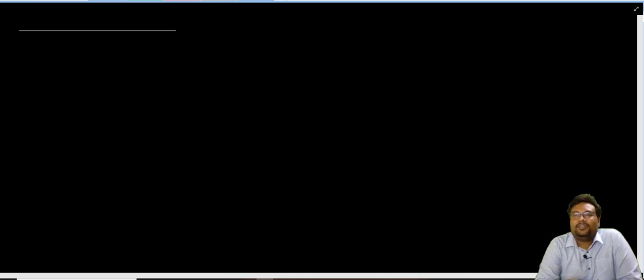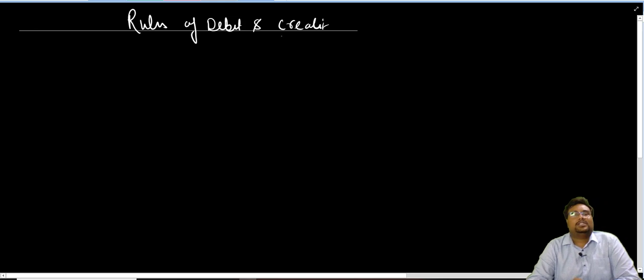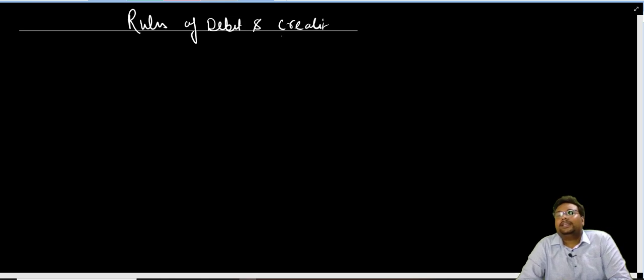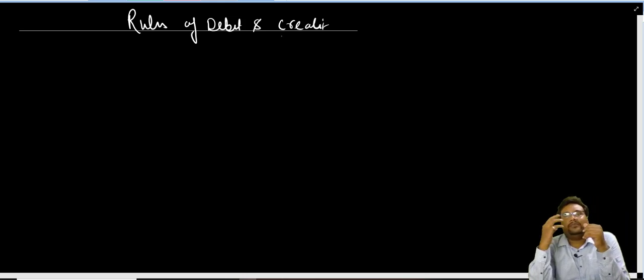So the topic we are going to discuss today is rules of debit and credit. Okay beta. So before I proceed for the same, one thing: our accountancy is based on the double entry system. What is the meaning of double entry system? Every transaction affects minimum two parties. So one party will be debit and one party will be credit. Okay, so one side will be debit and one side will be credit.